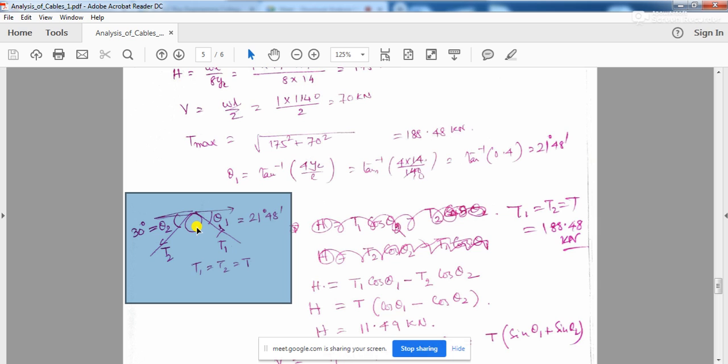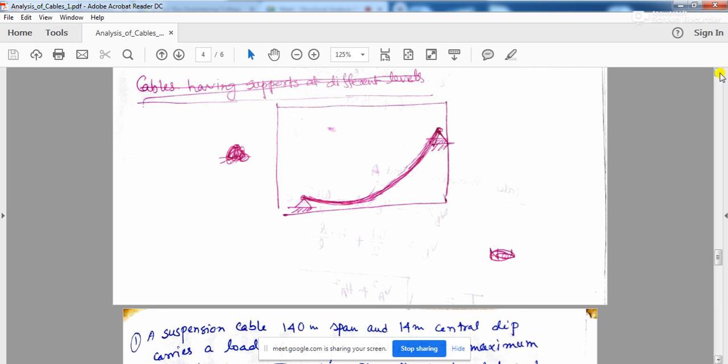But you must remember that the angle which the backstay or this anchor cable is making with the horizontal is 30 degrees. That is given in the problem. But the angle of this cable with the horizontal you will have to find out. So how do you find it out? We have not discussed it in the previous class. Let me go back a little and show you how to find out that angle.